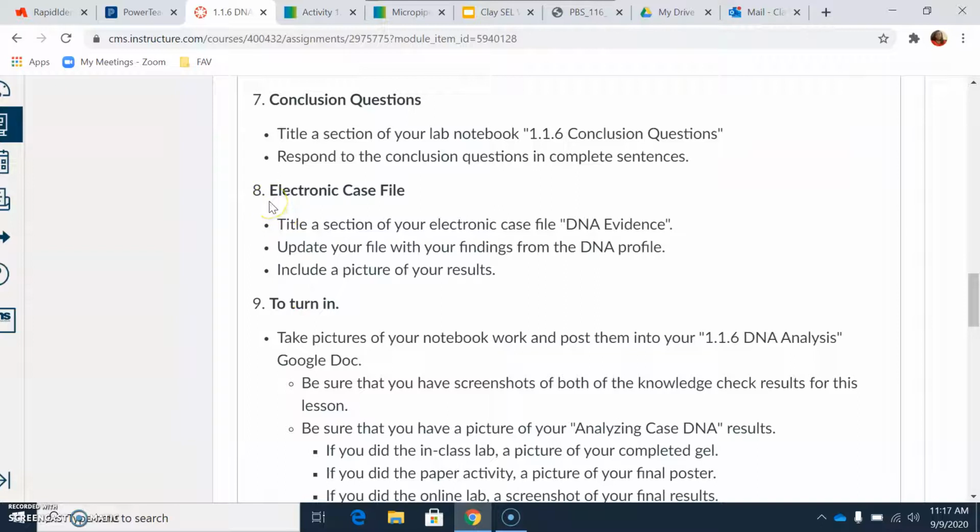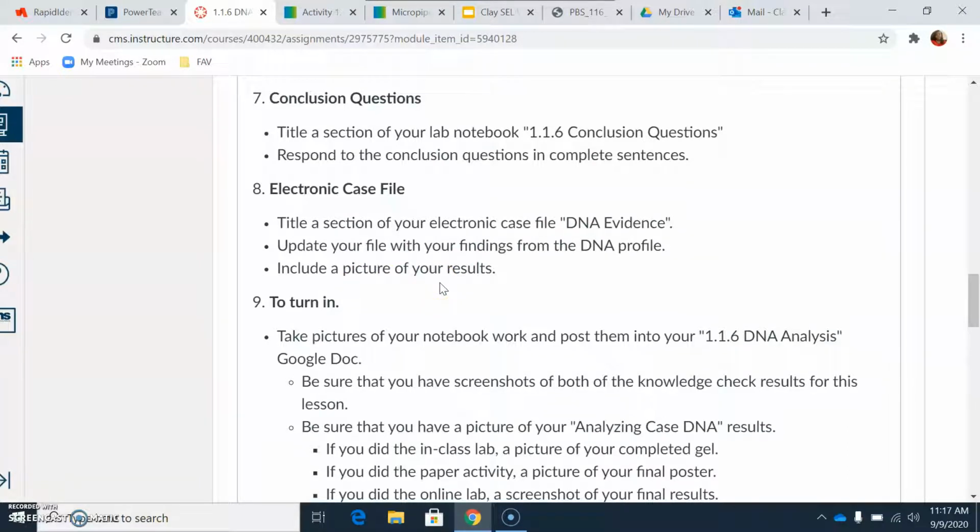Then as far as step 8, you're updating your electronic case file. You didn't have to update anything in 1.1.5, so this is going to be the first time you update it since 1.1.4. You're going to title a section in your electronic case file called DNA evidence, and update your file with findings from the DNA profile and include a picture of your results.